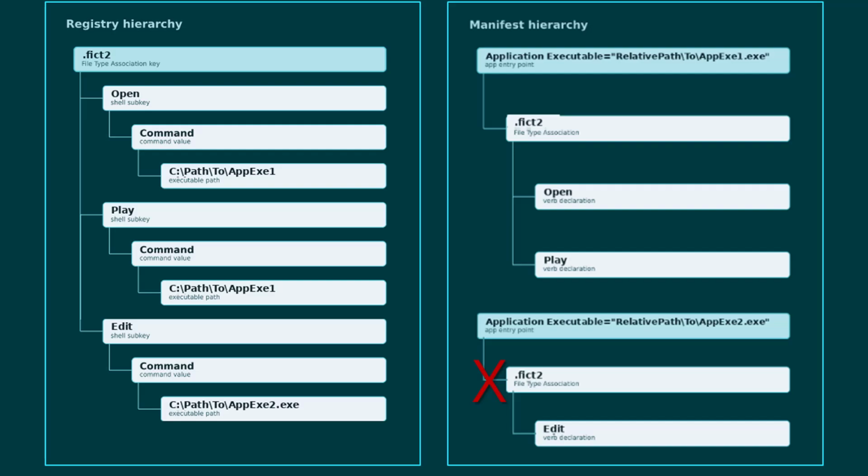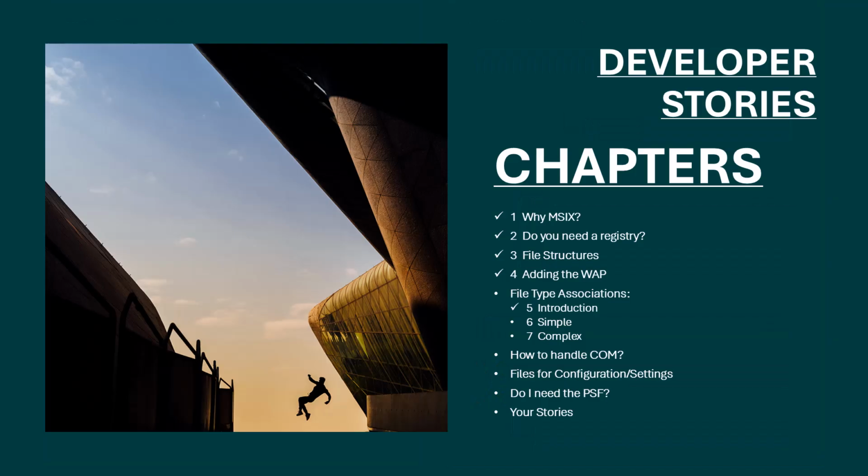So if you have a file type that requires shell integration verbs that point to two different target EXEs, you'll need a more complicated solution, and we're going to show you how to do that in Chapter 7 of the series. So in the next two episodes, we'll break out our Visual Studio and the WAP project. We'll create great solutions for both the simple case in Chapter 6 and then the more complicated case in Chapter 7.